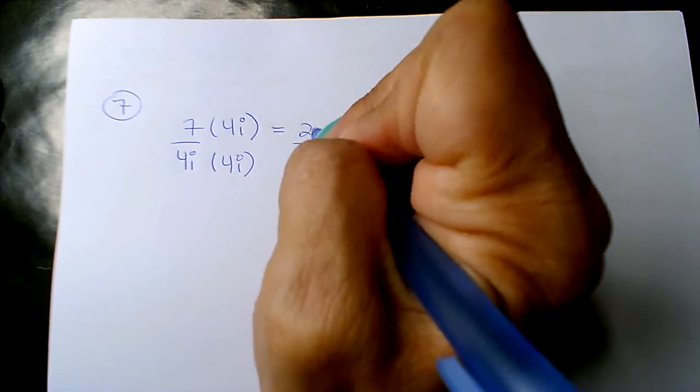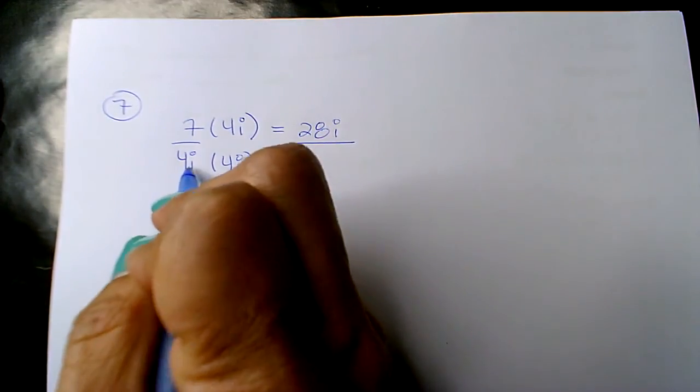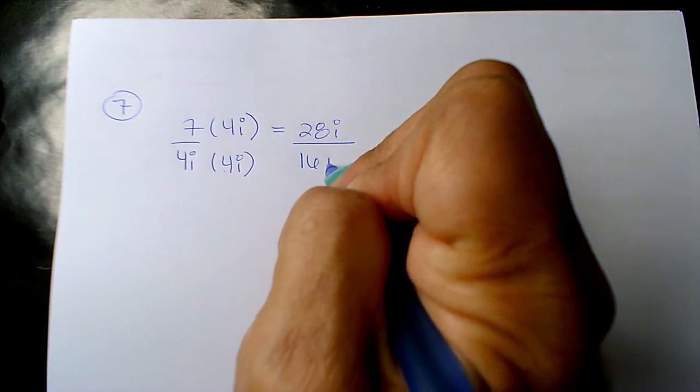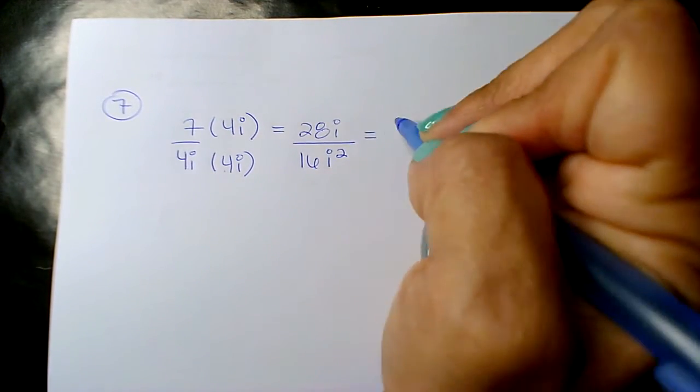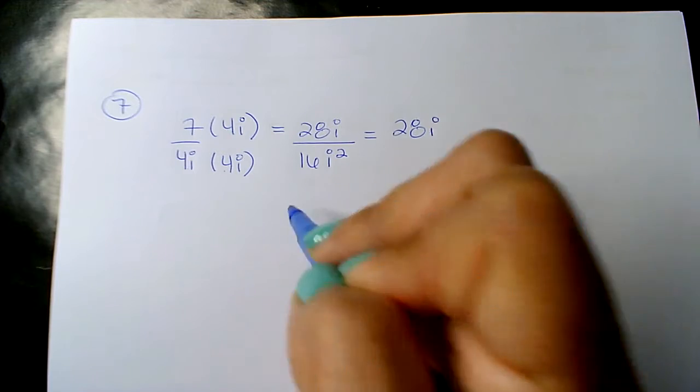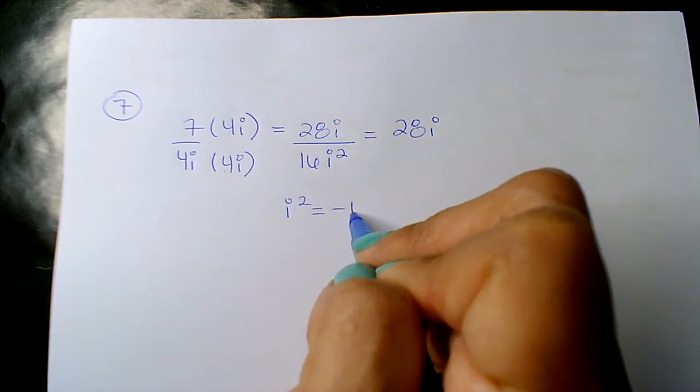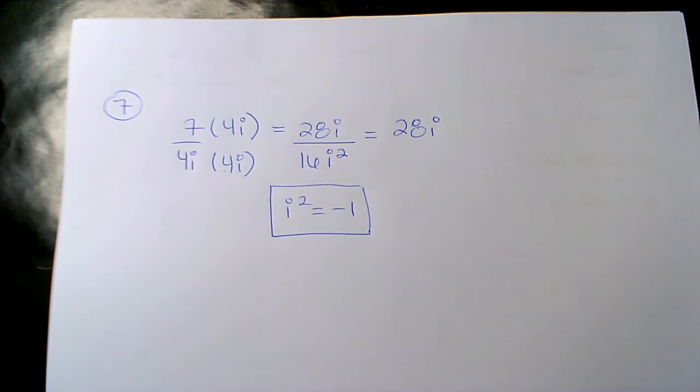7 times 4i is 28i. 4i times 4i is 16i squared, but i squared is equivalent to -1, correct? So that 16i squared is going to turn into what? -16. Yeah, right? Oh, your math being fantastic. It looks so great.